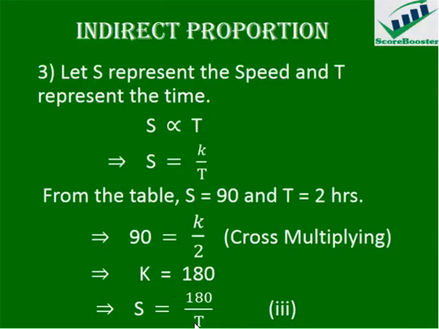So here from the table we have when the speed is 90, the time is 2 hours. So here we substitute the value of speed to be 90 and time to be 2. So we have k to be 180.